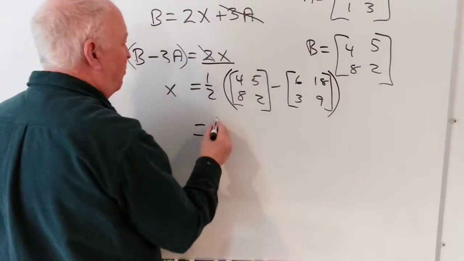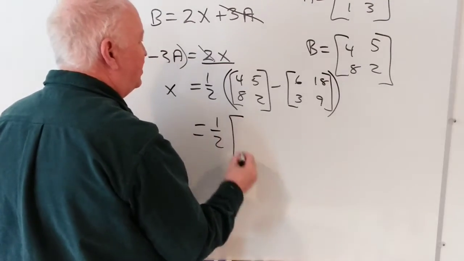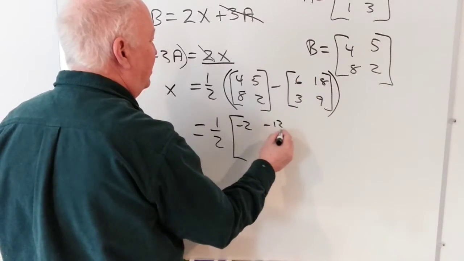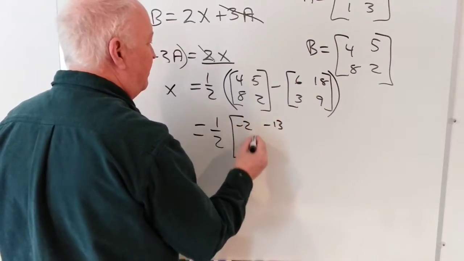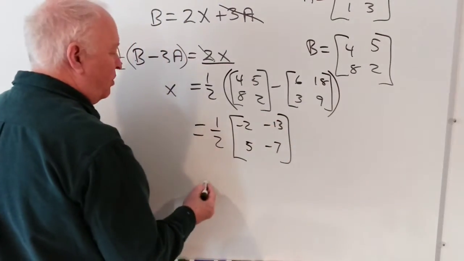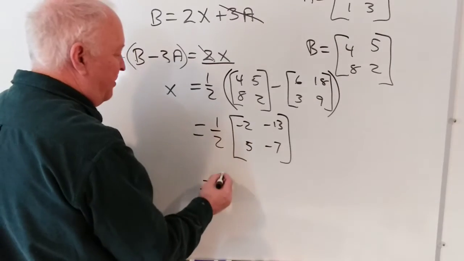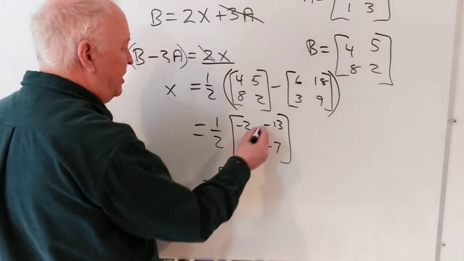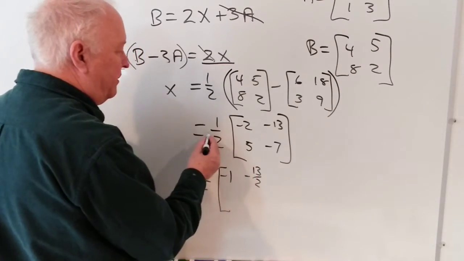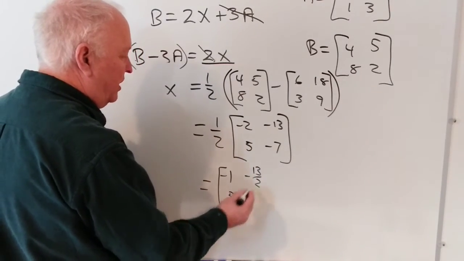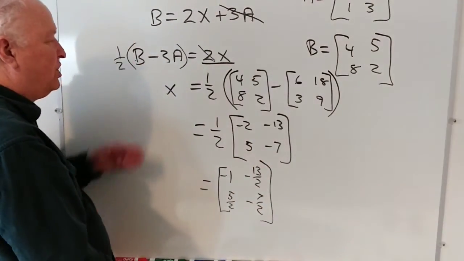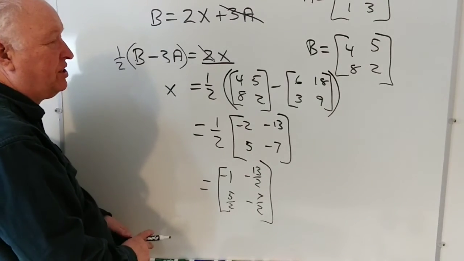So I'd have 1/2 of the matrix. 4 minus 6 is -2. 5 minus 18 is -13. 8 minus 3 is 5. 2 minus 9 is -7. And so that would equal 1/2 of -2 is -1. This is -13 over 2. This would be 5 over 2. And this would be -7 over 2. And so we were able to solve the equation for x.